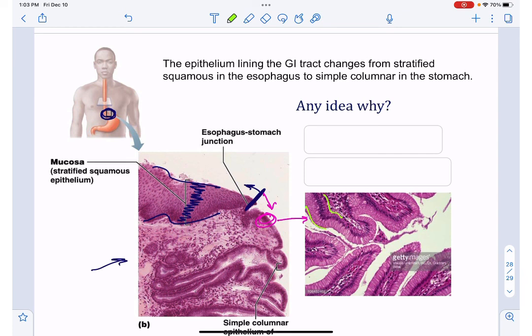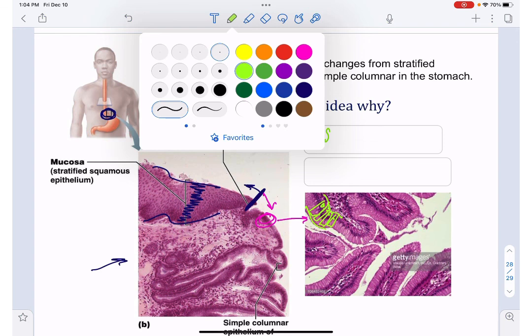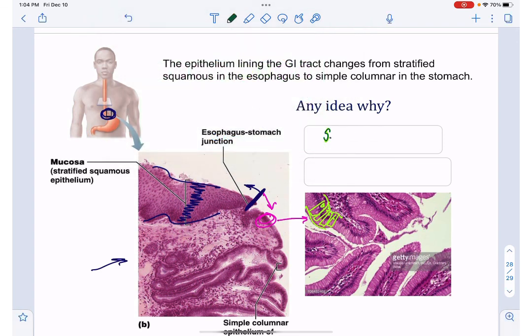So this is the epithelial layer. What type of epithelium is that? That is simple columnar epithelium. And so why are we transitioning from stratified squamous to simple columnar epithelium? What's simple columnar good at? Well, simple columnar is good at making things and secreting things.